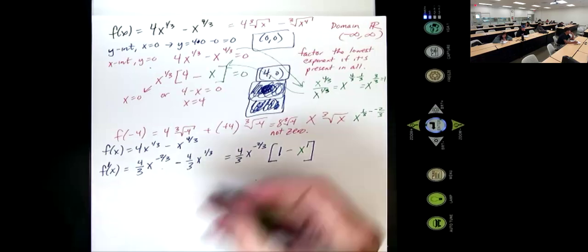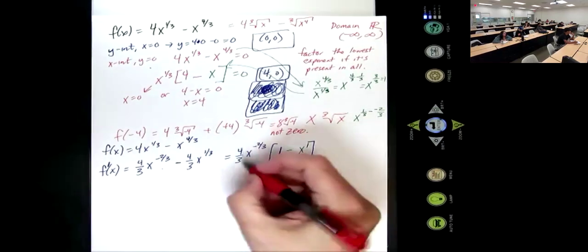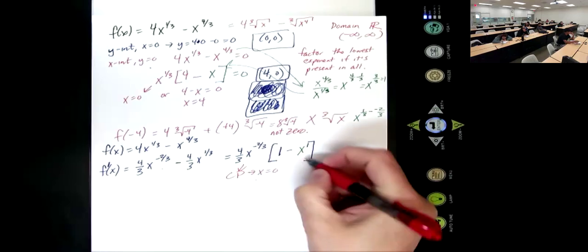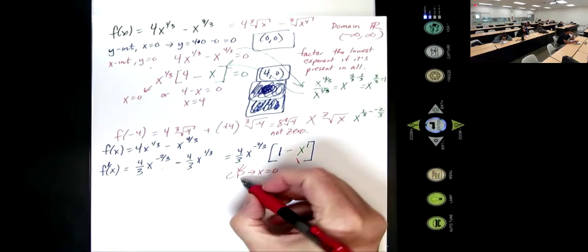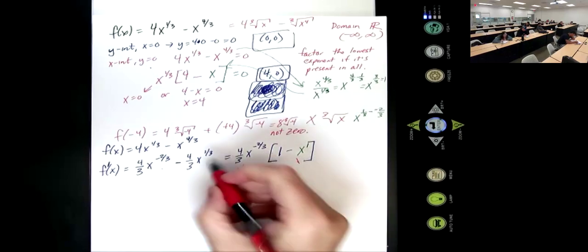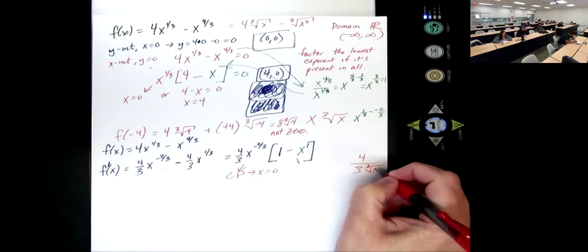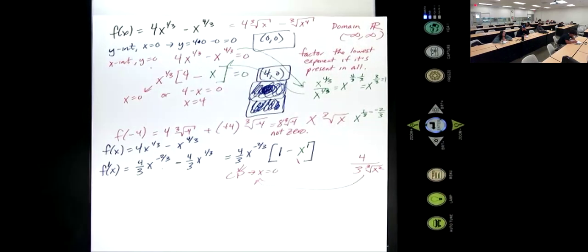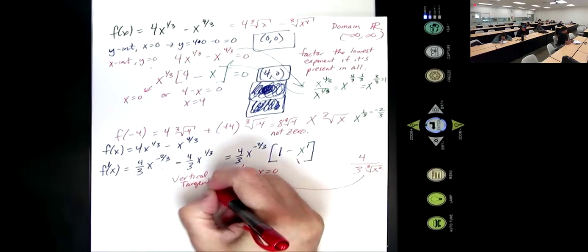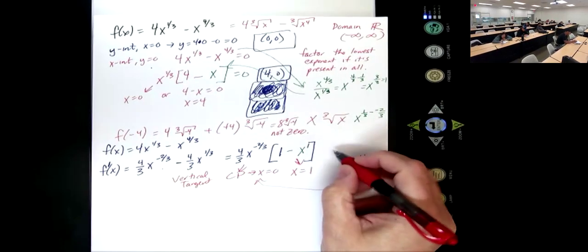Alright, so we have a critical point here at x equals 0. Since it's in the denominator, because this is 4/3 cube root of x squared, this one is going to be one of those vertical tangent lines at x equals 0. And this one just gives us a critical point at x equals 1 when we set it equals 0.